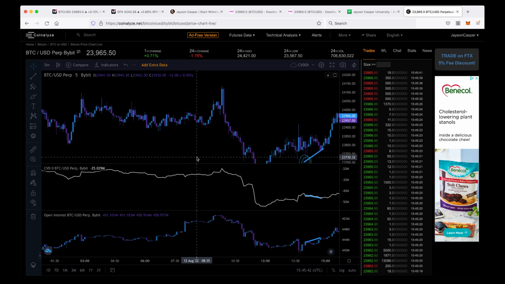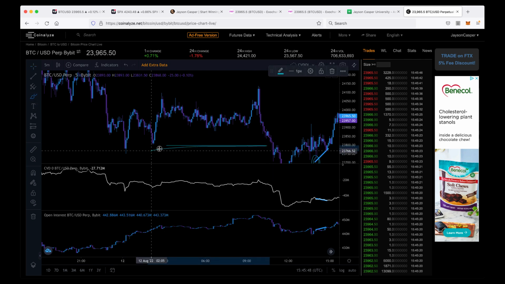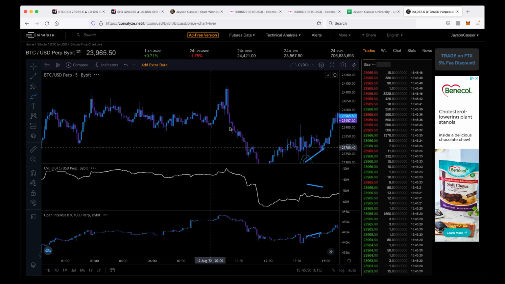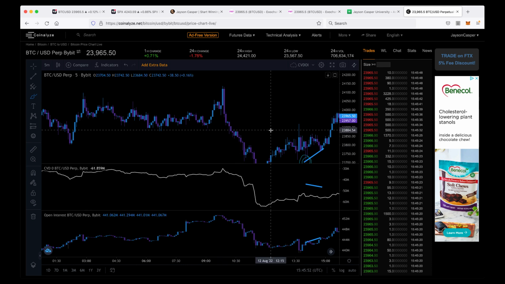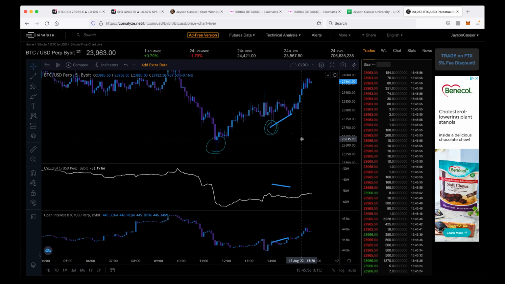Instead, it's being fueled by longs getting their stop losses hit. Because I'll bet you a lot of people were longing here, put their stop losses under these lows, and as the price dropped, they were getting stopped out. And so the move to the downside was fueled by trades closing, not by trades opening.